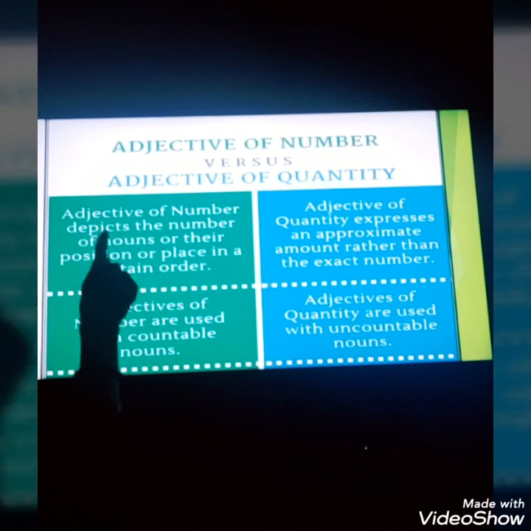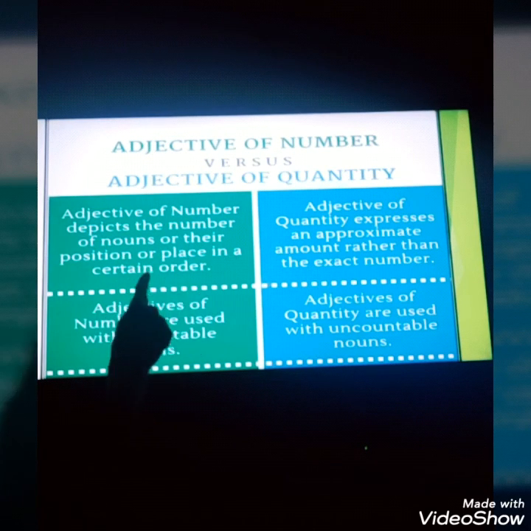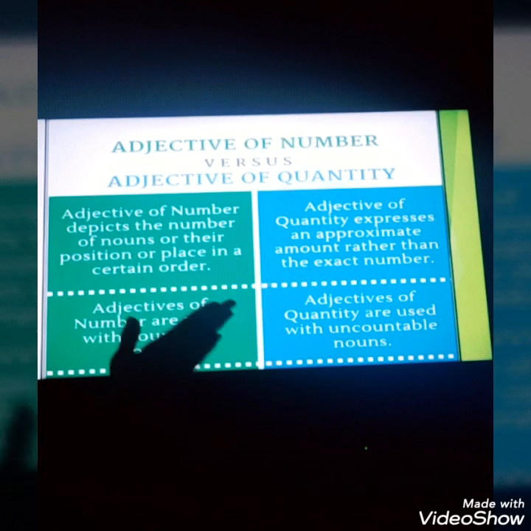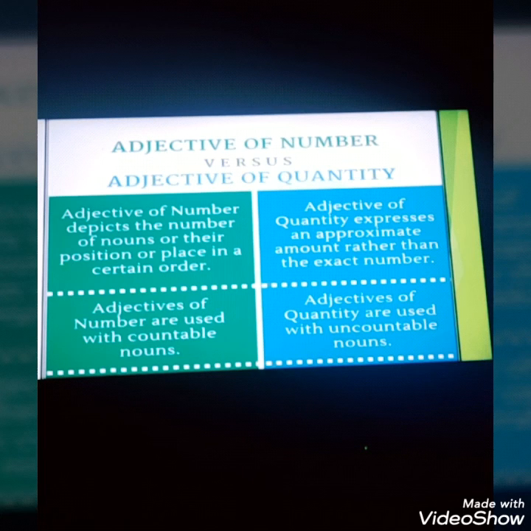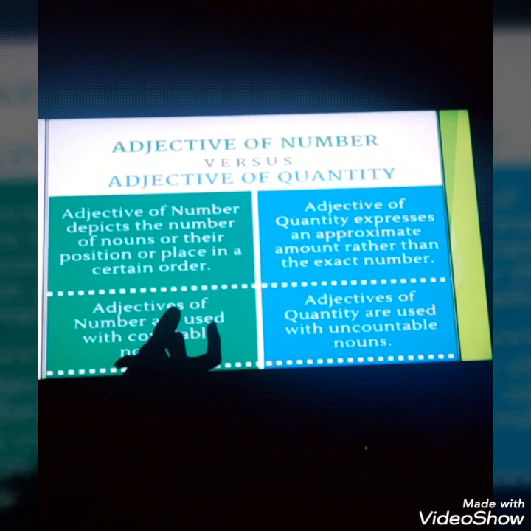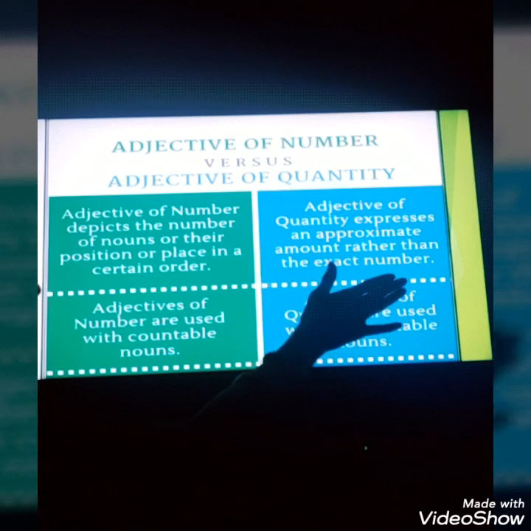Adjective of number depicts the number of nouns or their position or place in a certain order. Adjectives of number always tell you the exact number, the position. I am getting first position in my class. I am getting 5th position in my class. It is showing the number. I am having 12 pens in my box. So how many pens? 12. It answers how many.